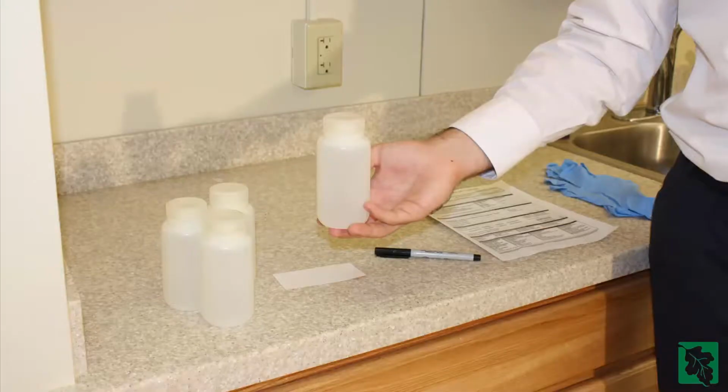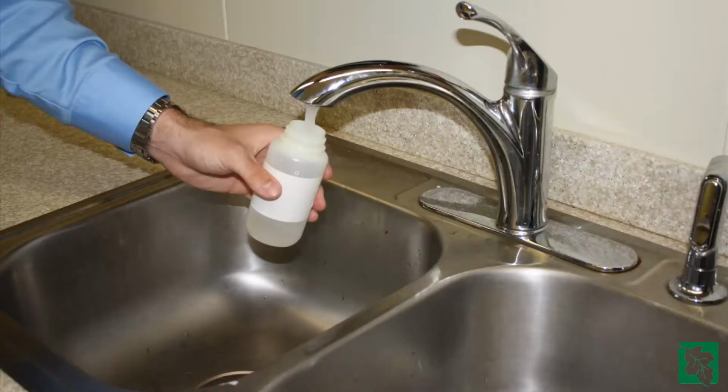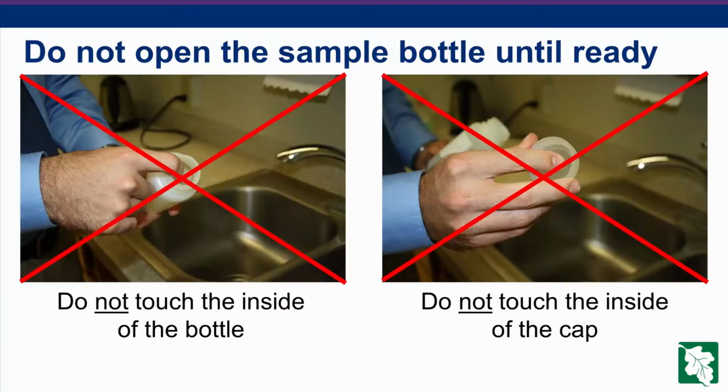Use only 250 milliliter sample containers supplied by the certified laboratory. EPA recommends using a wide-mouth bottle to ensure you are capturing all water that flows from the outlet. Containers should not be opened until you are ready to collect the sample. Sampling containers that have been compromised in any way, such as being touched on the inside surfaces of the bottle or cap, cannot be used. Keep food and drink away from the sampling containers.